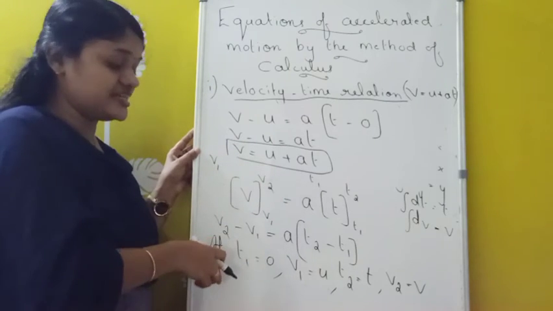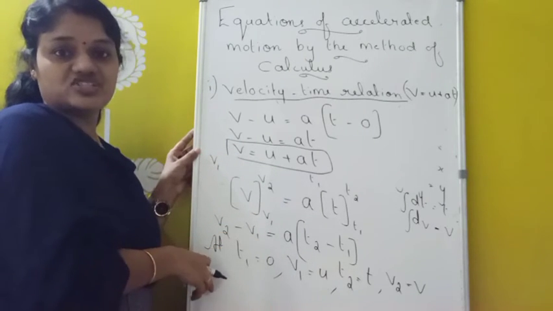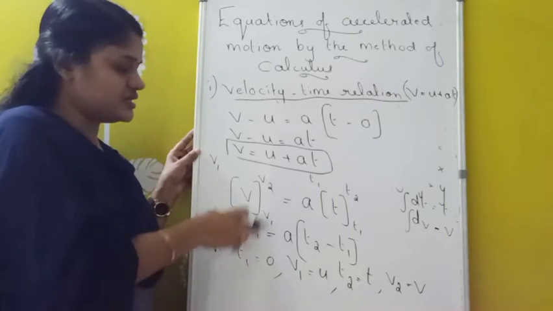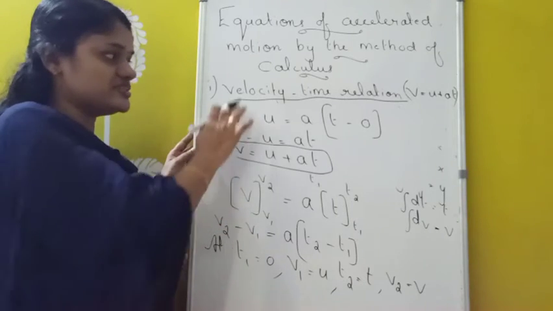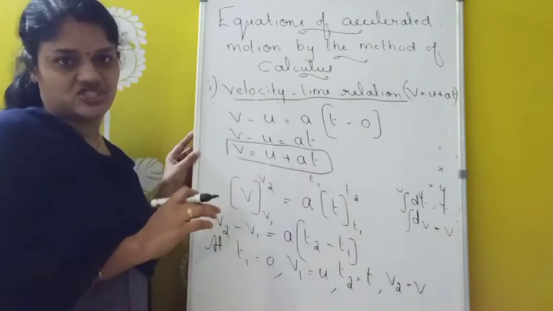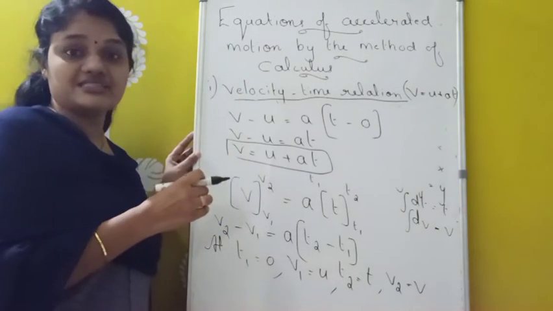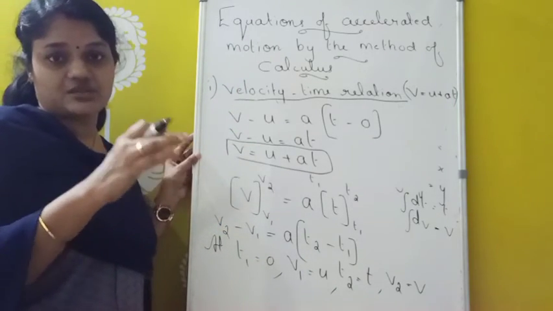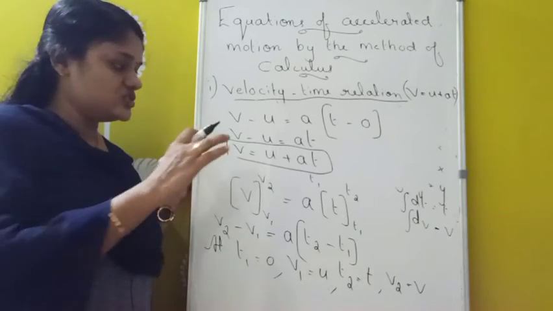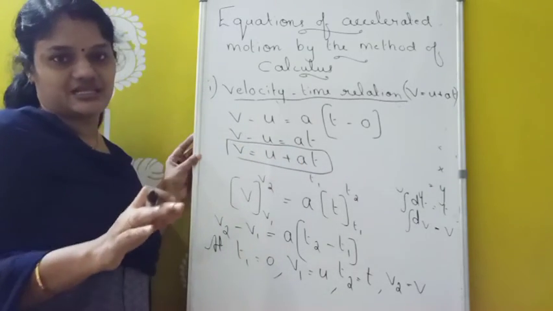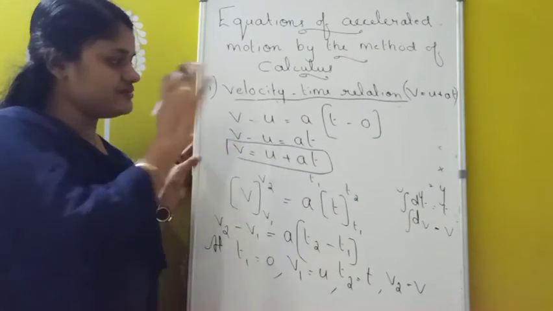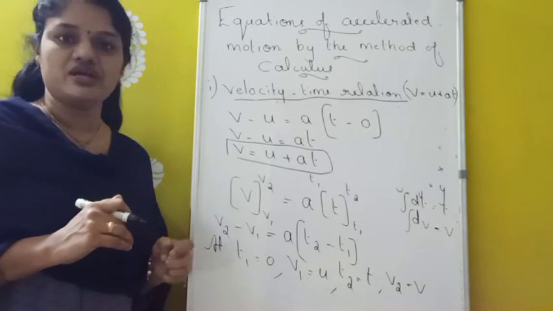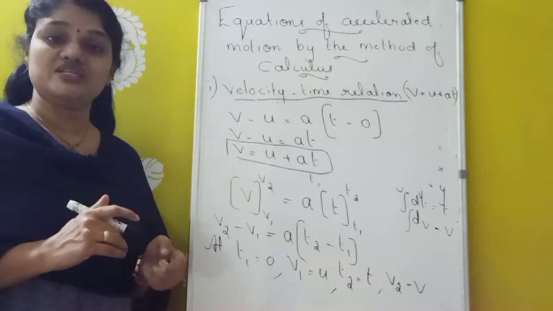That means we are using integration here. So by the integration method, we are deriving the first relation, that is the velocity time relation in the case of uniformly accelerated motion. That means the acceleration remains the same, uniform here. So here A is the constant acceleration. And we derived this equation using the method of calculus, that means by using integration.